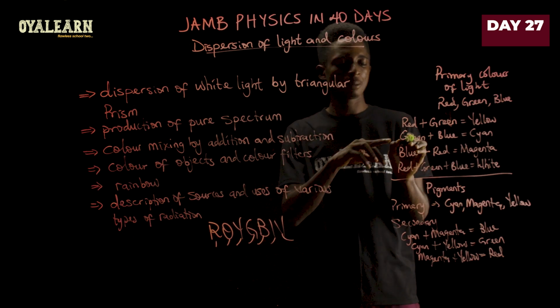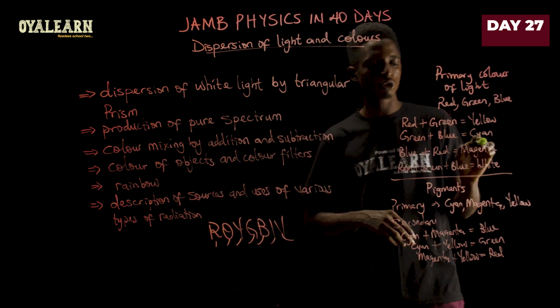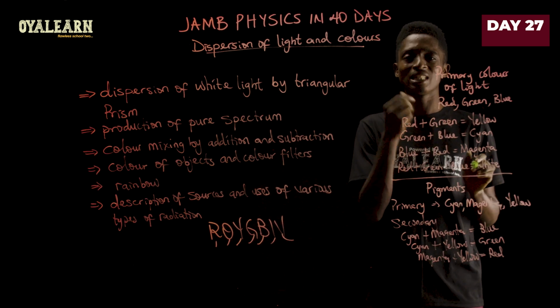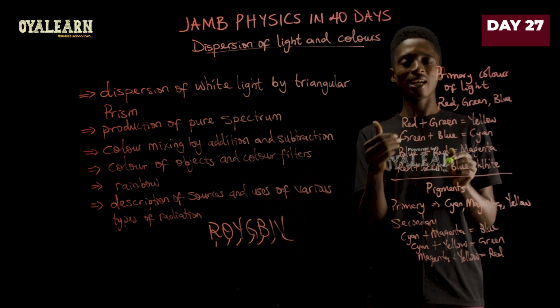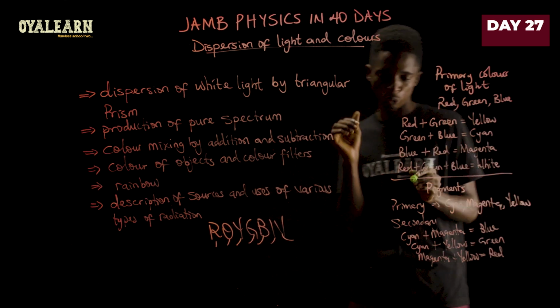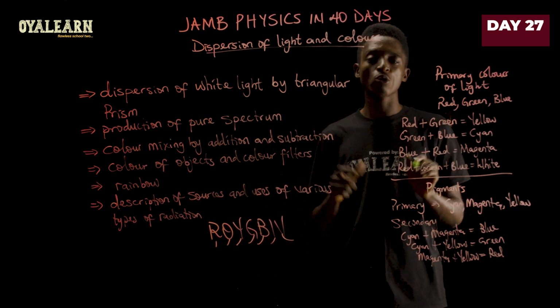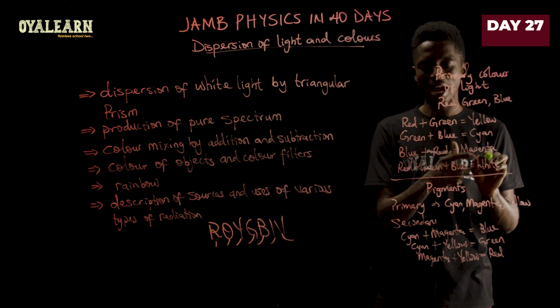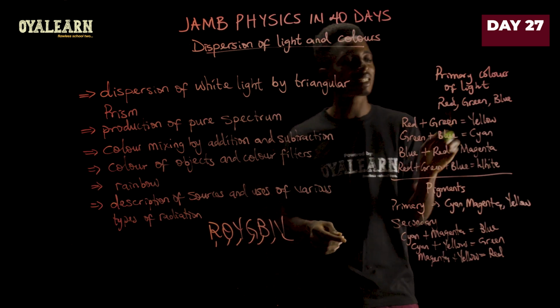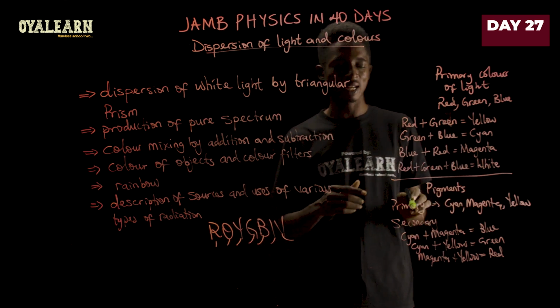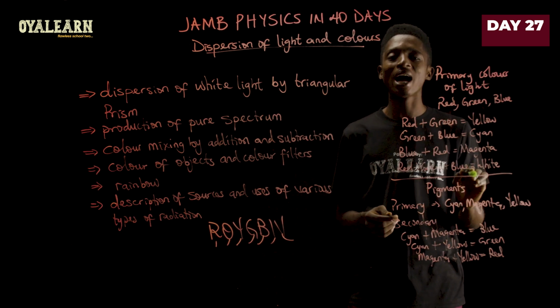And then when you mix green and blue, you produce what is known as cyan. Now, cyan is just like blue. It's just a faded version of blue. Now, blue and red is going to produce the magenta color. And by the time you mix the three primary colors of light together, you will get back to having white light.